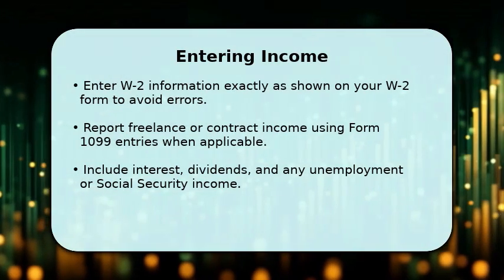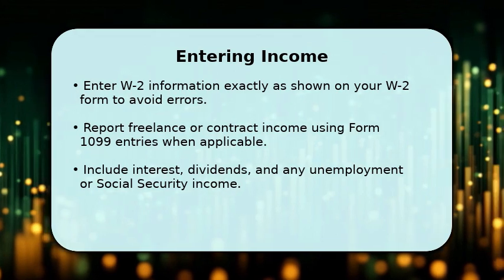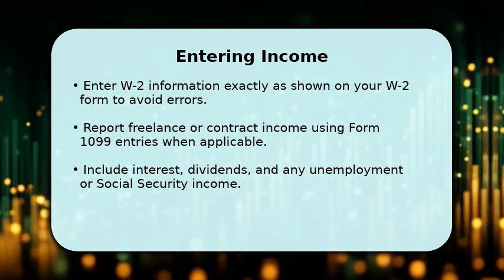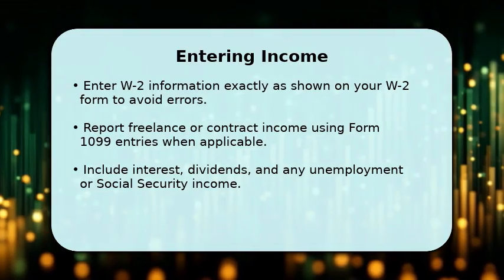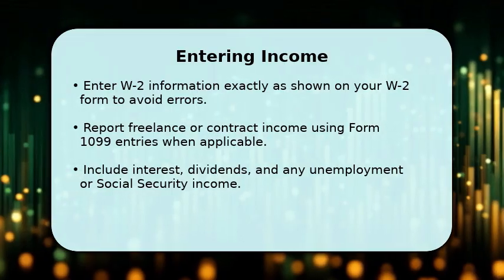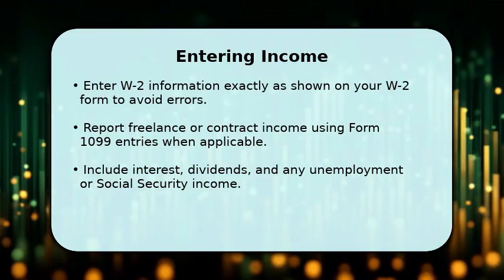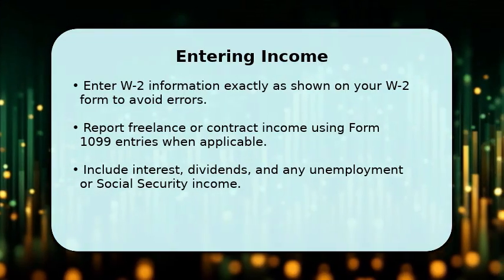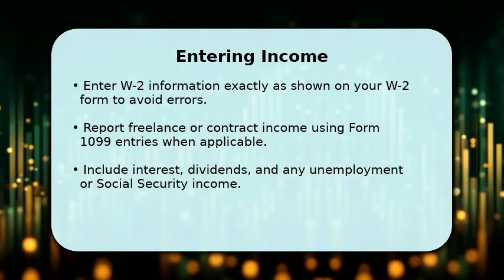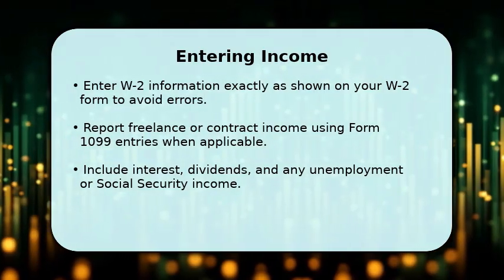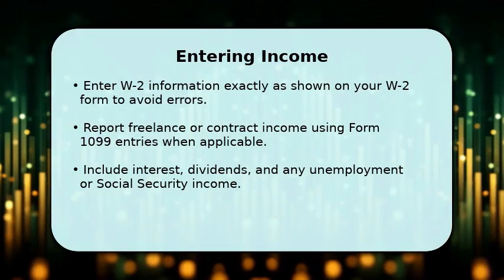Open the income section and carefully type each W-2 box as displayed on your form to prevent mismatches. For freelance work, add 1099 MISC or 1099 NEC entries and track business expenses for deductions. Enter investment income and any unemployment or Social Security amounts. Use the software's help tips for unusual items and validate totals before moving to deductions so your tax calculation stays accurate and up to date.